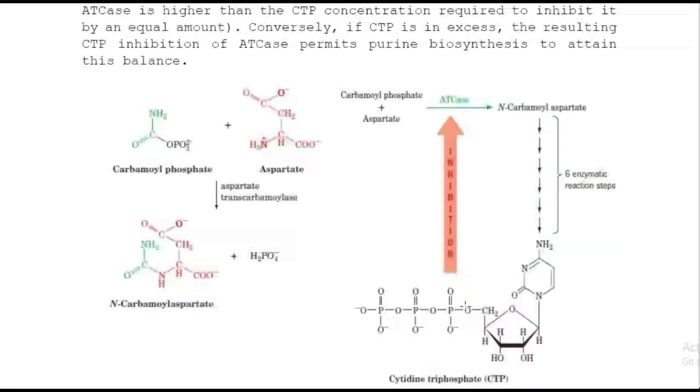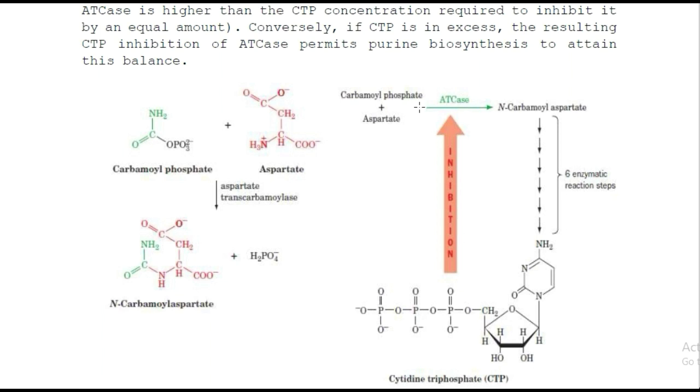Aspartate transcarbamylase catalyzes the reaction of carbamoyl phosphate plus aspartate, leading to N-carbamoyl aspartate. Then after six enzymatic reactions, we have cytidine triphosphate. Once this reaction produces sufficient cytidine triphosphate, remember, it belongs to the pyrimidine family, it goes to inhibit the enzyme at its allosteric site. Remember, allosteric sites are different from the active site. It stops further production of pyrimidines.